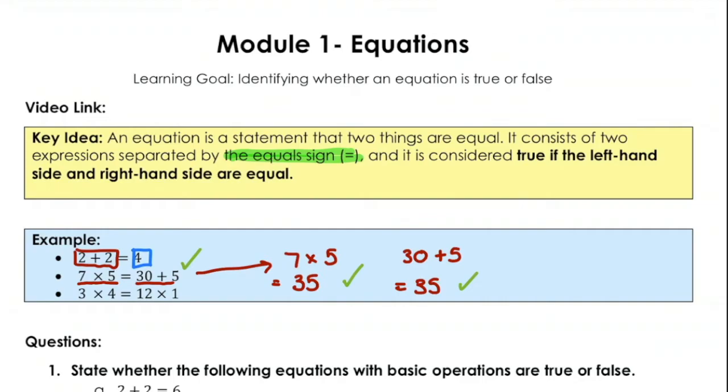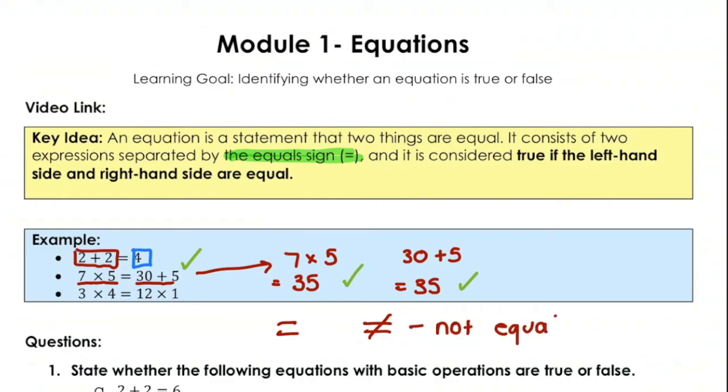Now, equations can also be false or untrue, and this occurs when the left-hand side and the right-hand side don't match up. And it is important that if the left-hand side and the right-hand side don't match up, we do not use the regular equal sign. To distinguish whether an equation is false, we often use a sign that looks like this, and this sign means not equal.